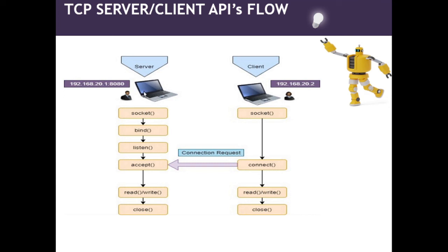The first API, or system call, that we use on the server is socket, and then we have bind, to bind to a particular IP and port. Then we have listen, so that the server can listen on a particular port for client requests. And then we have accept. On accept, it will create a new FD and communicate with this socket. And then we have read, write, and then close.